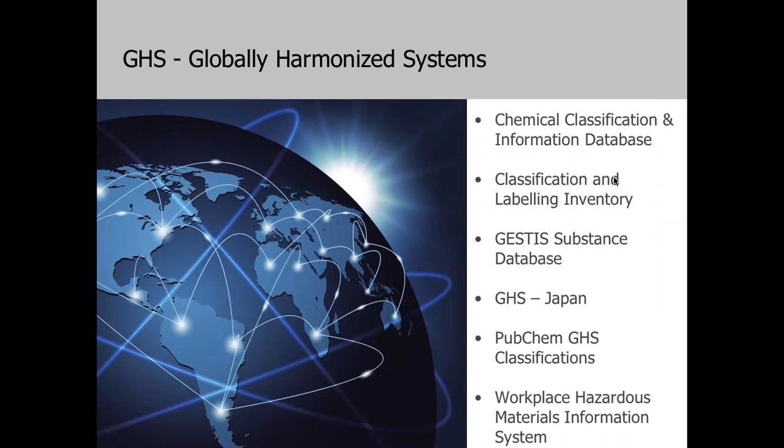As I mentioned, we'll move into GHS. Try to group this content, or these collections, into groupings. What we have here is 6 collections that are really GHS oriented. The first would be the Chemical Classification and Information Database, which is produced by the New Zealand Environmental Protection Agency. It contains roughly 6,000 chemicals, and it has a classification system that's very similar to the UN GHS system.